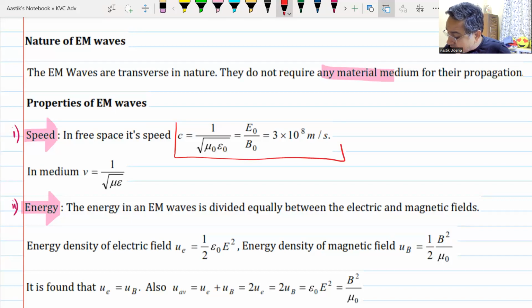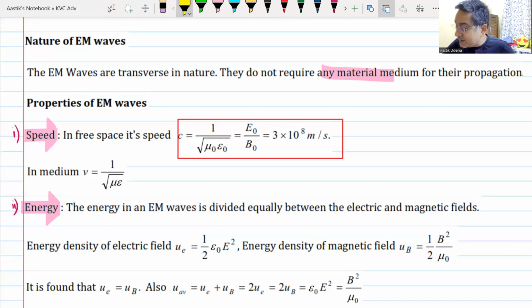In free space, the speed of light is 3 into 10 raised to the power 8 meters per second, and that is nothing but equal to root over 1 by mu naught into epsilon naught. I told you mu naught and epsilon naught are related to each other. In any other medium, the speed of the electromagnetic wave will be 1 by root over mu into epsilon, where mu and epsilon are the permeability and permittivity of the medium. Do we understand this? Yes, sir.